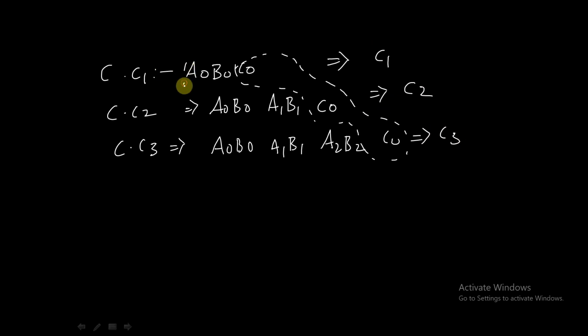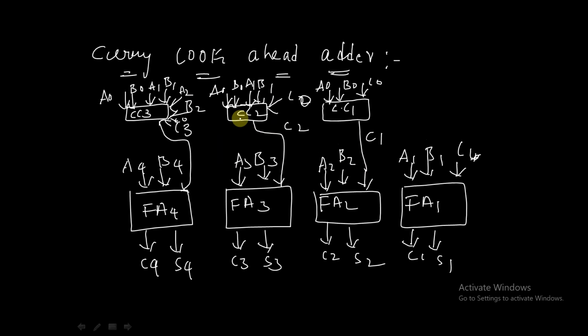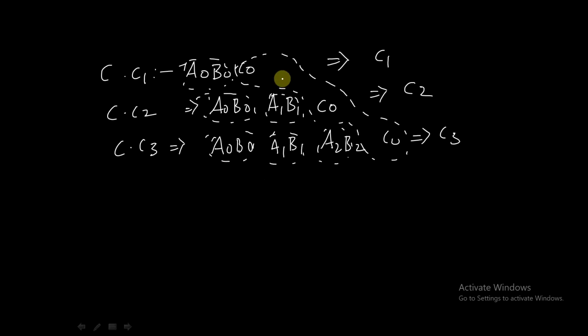And here also for CC1 I am taking A0 B0, and for CC2 A0 B0, which is already available, and A1 B1 is a present stage input. Okay, A0 B0 is present, available, A1 B1 is also already available, and A2 B2 is a present stage. So here you can see there is no dependency between the different stages. Okay, so this is how the carry look ahead adder looks like.